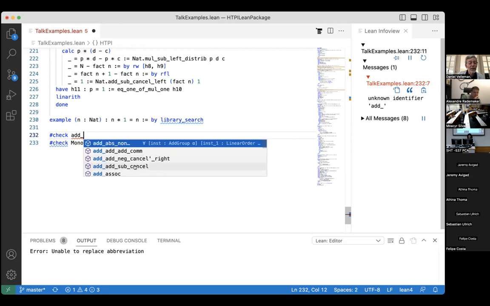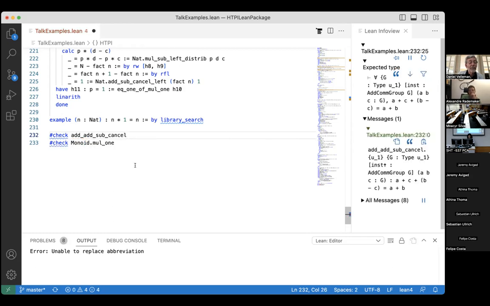Is this one that I actually used? Add sub cancel. What does it say? A plus C plus B minus C equals A plus B. And that's true in any additive commutative group. So that's another way of locating theorems in the library. If you have a guess at perhaps how the name of the theorem might begin, you can get this pop-up menu and then search through and see if you can find the theorem you're looking for.